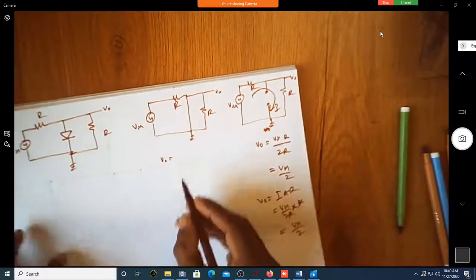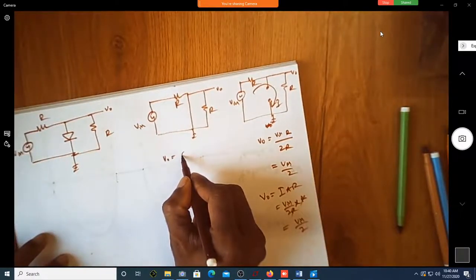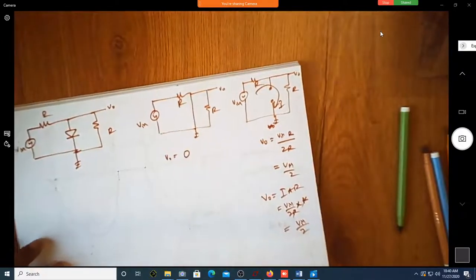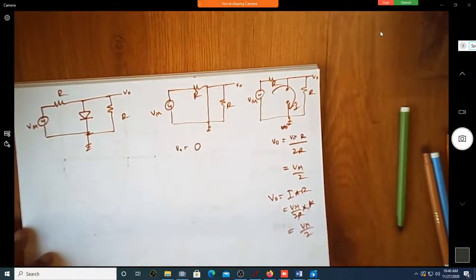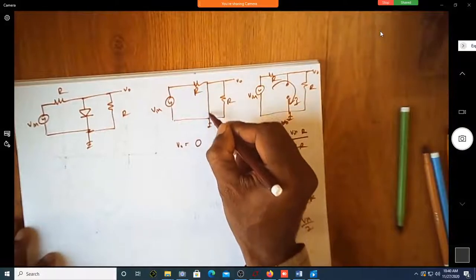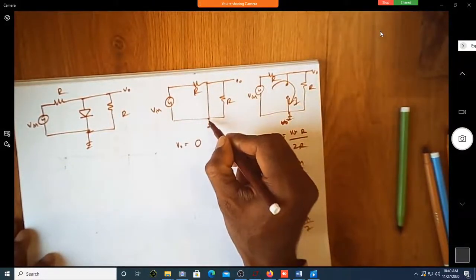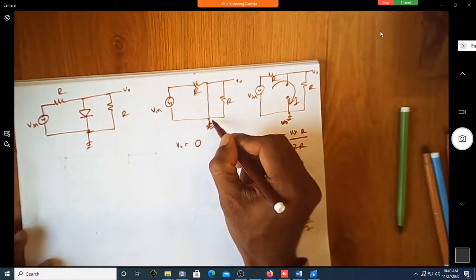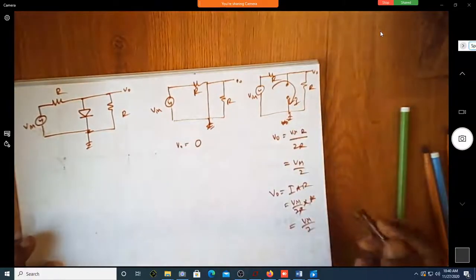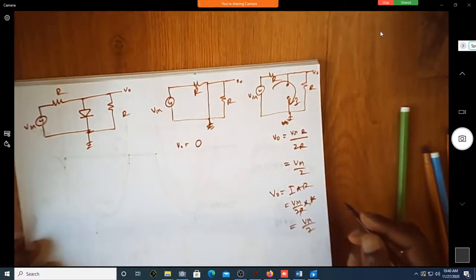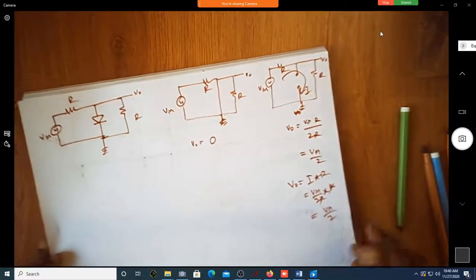What is V naught? Correct? This is shorted. The voltage that is measured here is the voltage that is available at ground. The voltage available here is 0. Yes, sir. Correct? Yes, sir. So, how do we write it now?